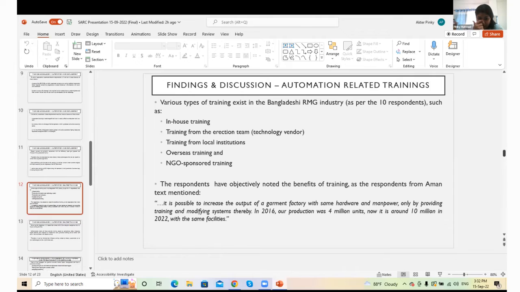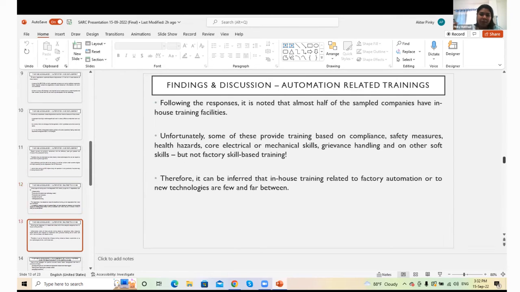Automation-related trainings. Various types of training exist in the Bangladeshi RMG industry, such as in-house training, training from the erection team, training from local institutions, overseas training, and NGO-sponsored training. The respondents have objectively noted the benefits of training, as the respondent from Aman Tech mentioned. It is possible to increase the output of a garment factory with the same hardware and manpower only by providing training and modifying systems. Thereby, in 2016, their production was 4 million units. Now it is around 10 million in 2022 with the same facilities.